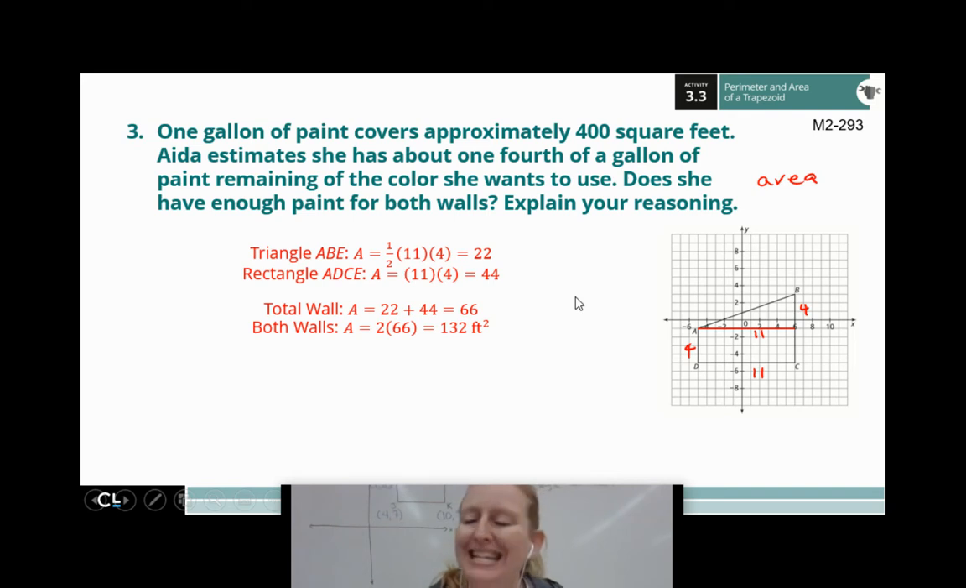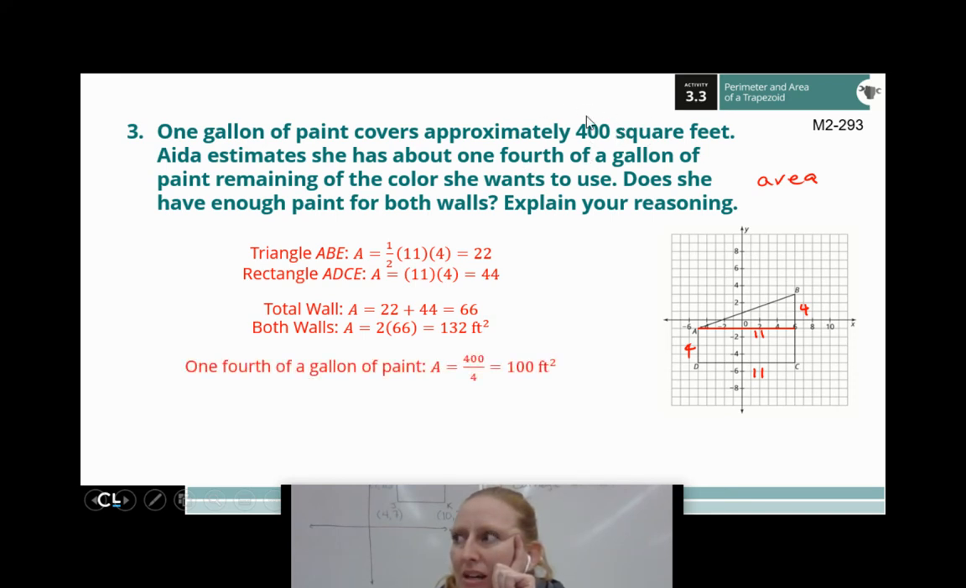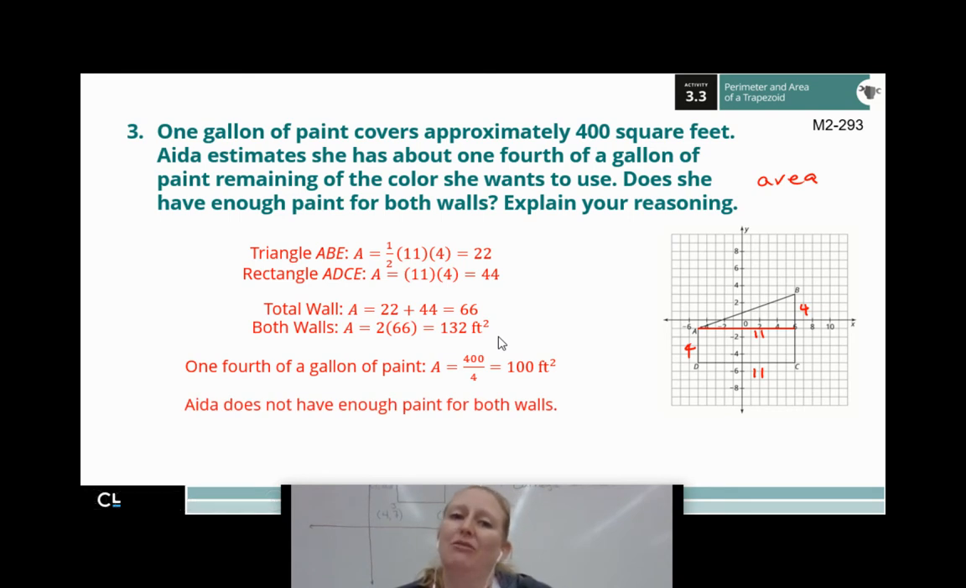Now, let's come back to the paint issue. If she had a whole gallon of paint, it'd be 400 square feet. But she's only got 1/4 left. So if I divide 400 by 4, oh, she only has enough paint for 100 square feet. She has enough paint for 1 wall, but not for both of them, does she? So Ada does not have enough paint for both walls. She's going to have to go buy more. Just saying. Nice work, guys.